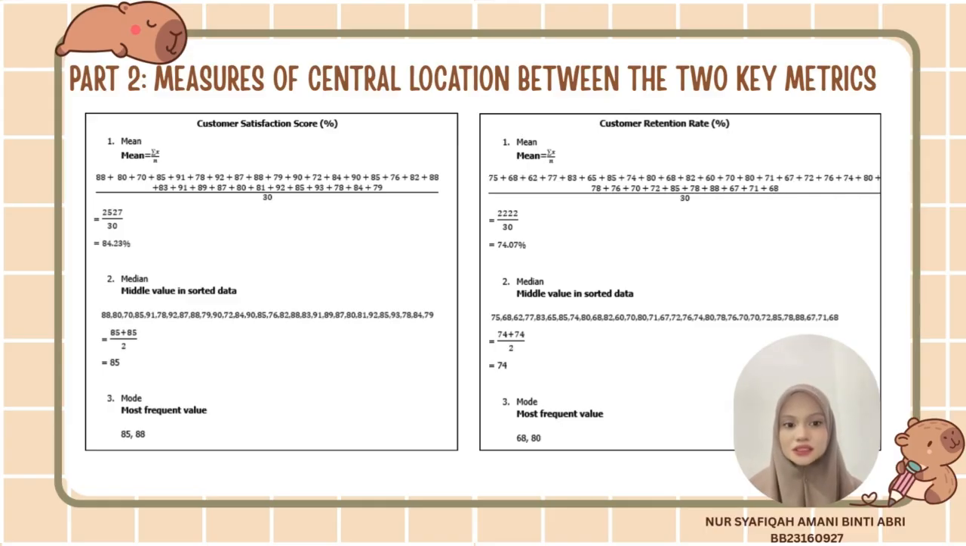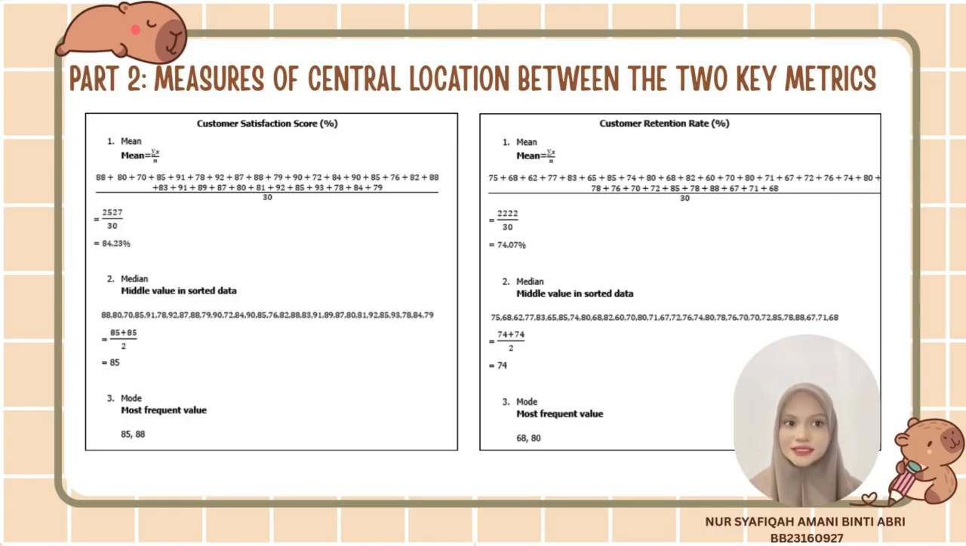Mean means the sum of values divided by the number of values. So for customer satisfaction score, the mean is 2527 divided by 30, so the answer is 84.23%. The median is the middle value in sorted data, so the answer is 85. The mode is the most frequent value, so the answer is 85 and 88.